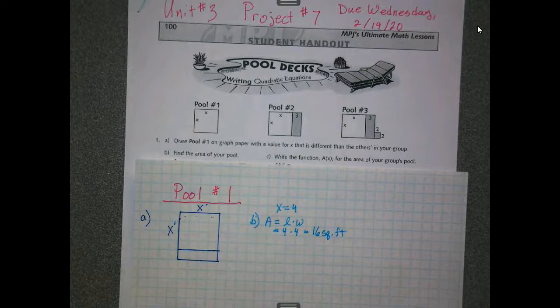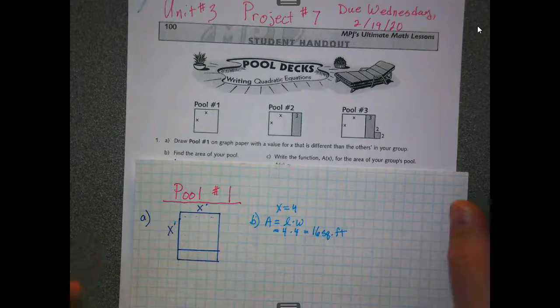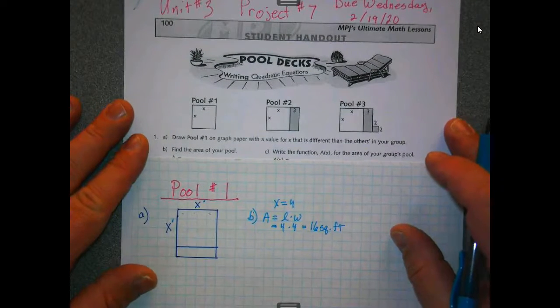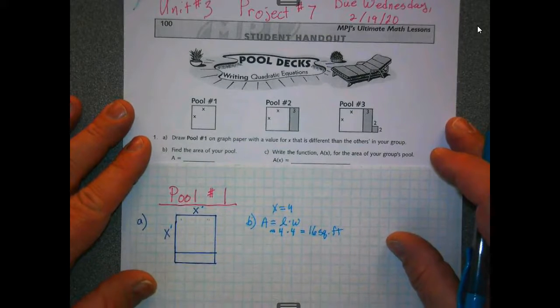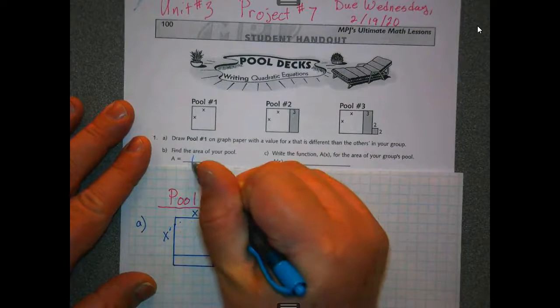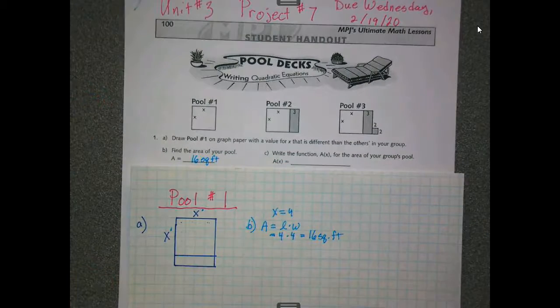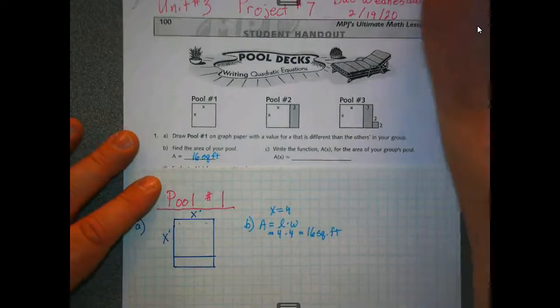Now, I don't know why you guys couldn't have done at least this by yourselves. I don't want to be sarcastic or anything, but you are seniors. You should have been able to do this much. C, write the function A of x for the area of your group's pool. Okay, so here's my 16 square feet. Now this, because it's throwing math terminology at you, even though it's from Algebra 1, I could see it starting to confuse people. But it really shouldn't.